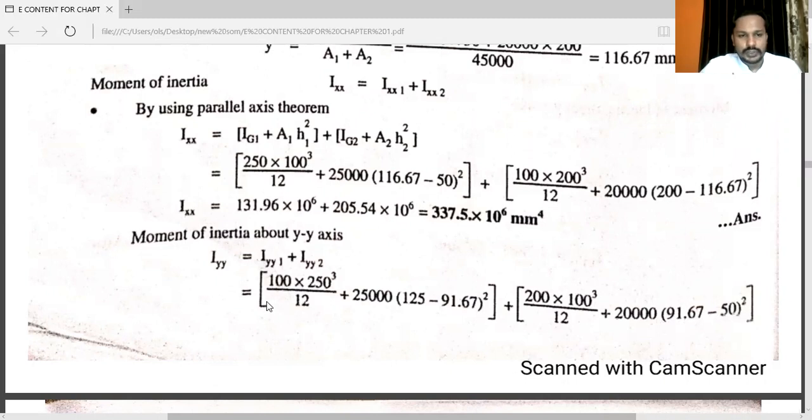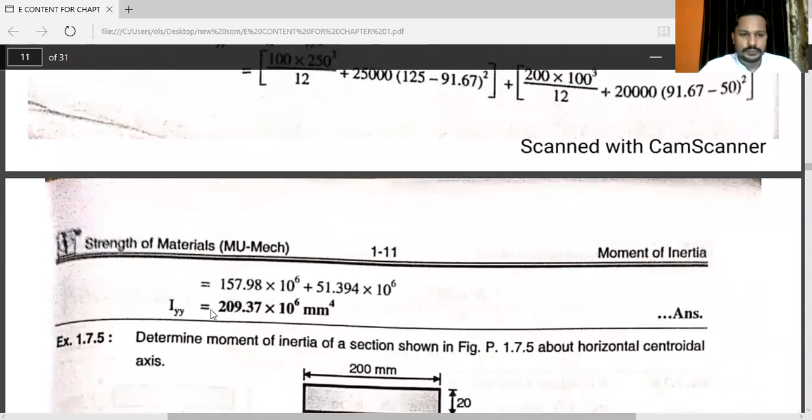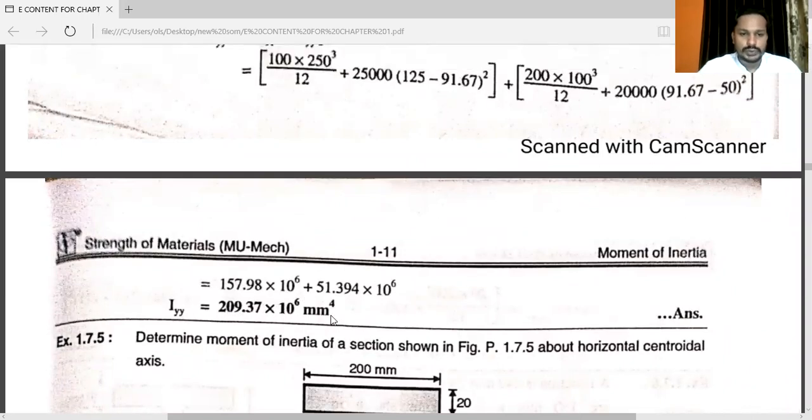Formulas are same. By putting the values, you will get the value of I by y. We have area 1, we have area 2, we have h1 distance for yy, we have h2 distance for yy. Just put all the values very properly, you will get Iyy. The answer is 209.37 into 10 raised to 6.